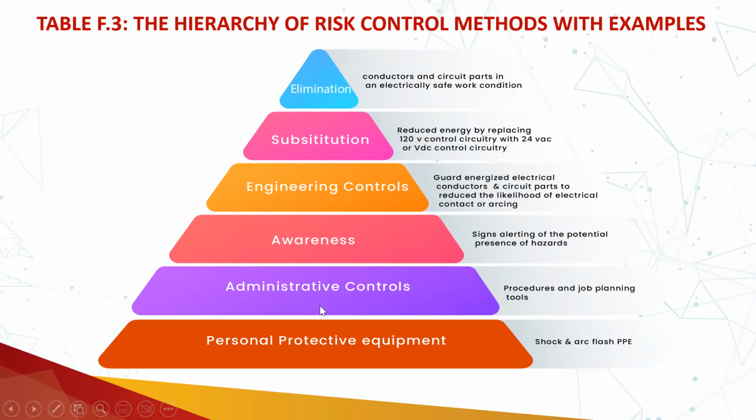Next one is related to awareness. Awareness covers signs and informational labeling. Administrative control covers all the processes, procedures, safety planning, energized electrical work permit, etc. The final one is personal protective equipment, PPE. Here the PPE covered is related to shock and arc flash. So there are two types of PPE covered in the standard. This is the hierarchy of risk control which is covered in NFPA 70E. Are there any questions or any clarification required on this one?